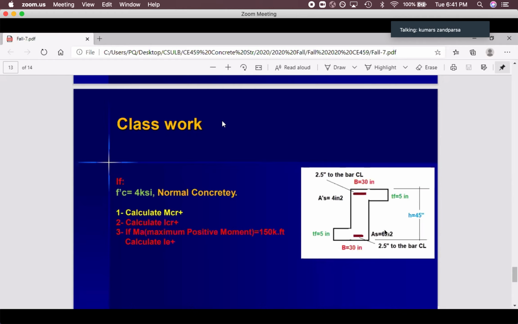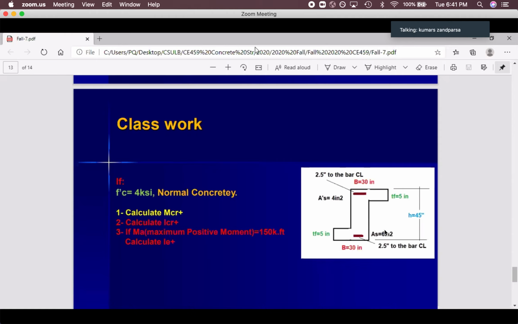If you have any questions, let me know, so I can give you a heads up, for example. So you should consider n equal 8, or in the exam, I will give you n, or I will give you Es and Ec, then n is equal to Es divided by Ec. You can calculate that by yourself.